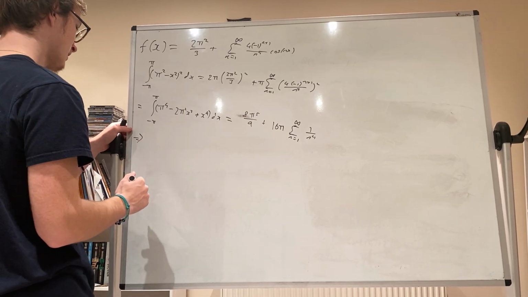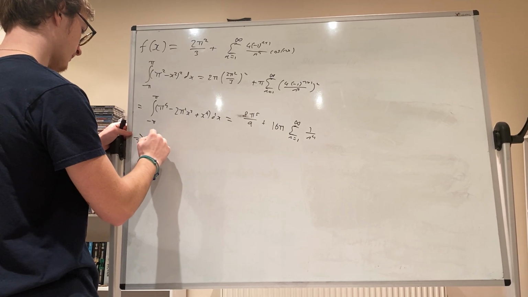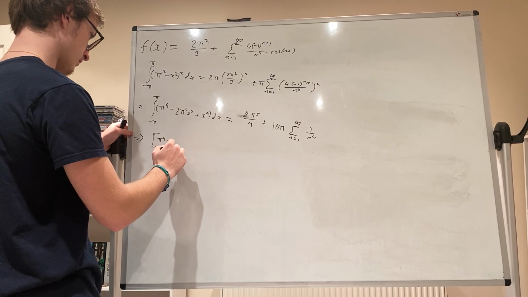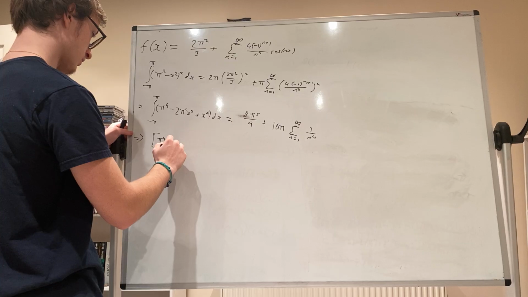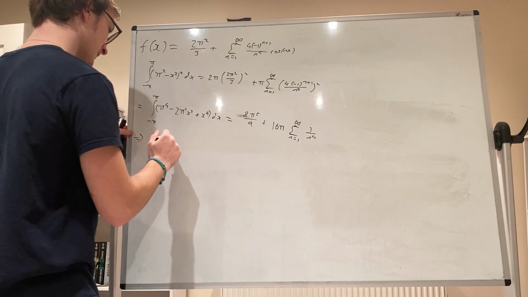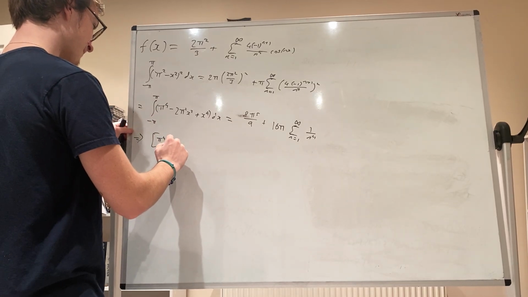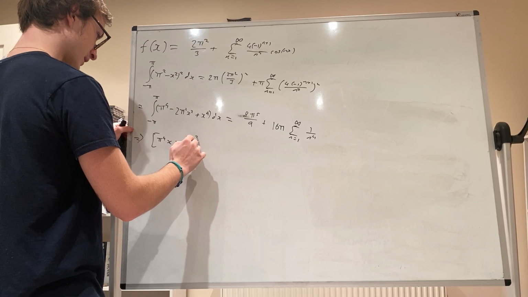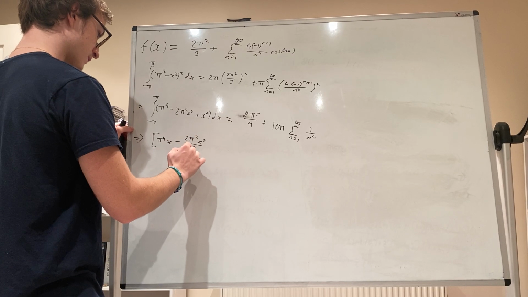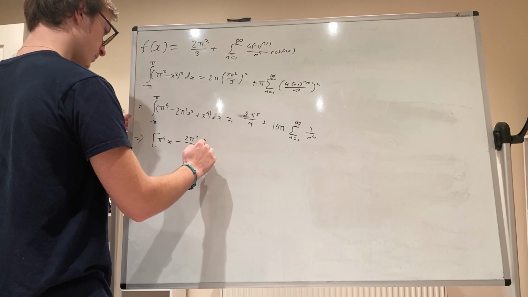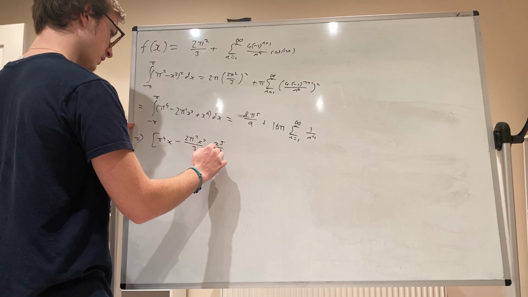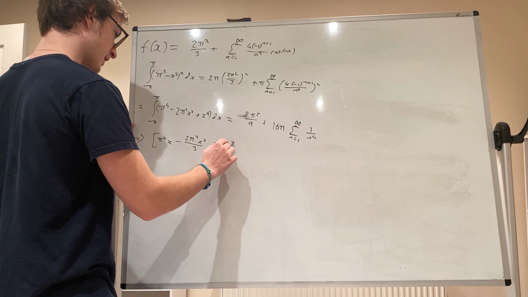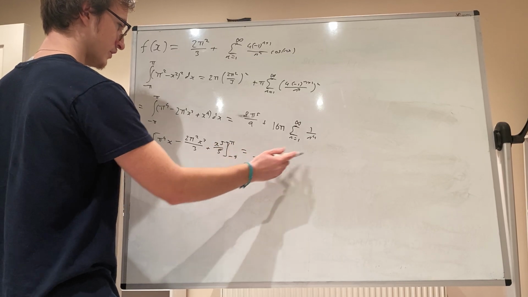So pi to the fourth x, sorry, let me lock in for a second here, minus 2 pi squared x cubed over 3 plus x to the fifth over 5 evaluated at minus pi and pi is equal to this side right here.